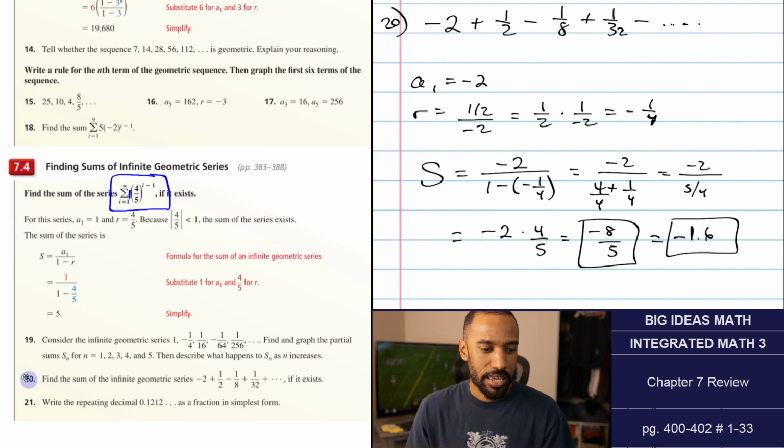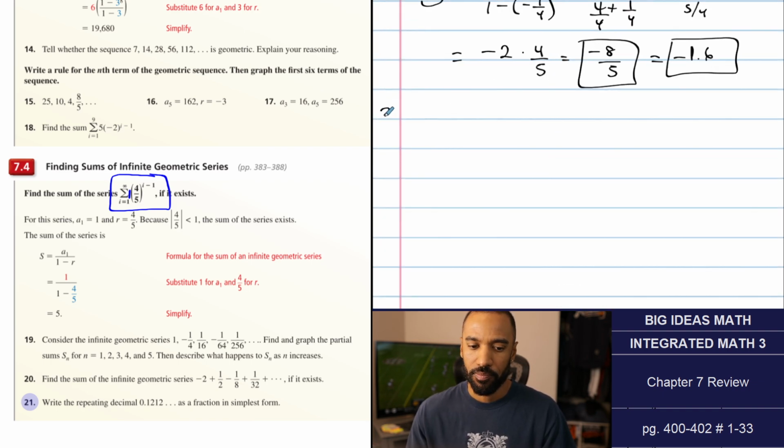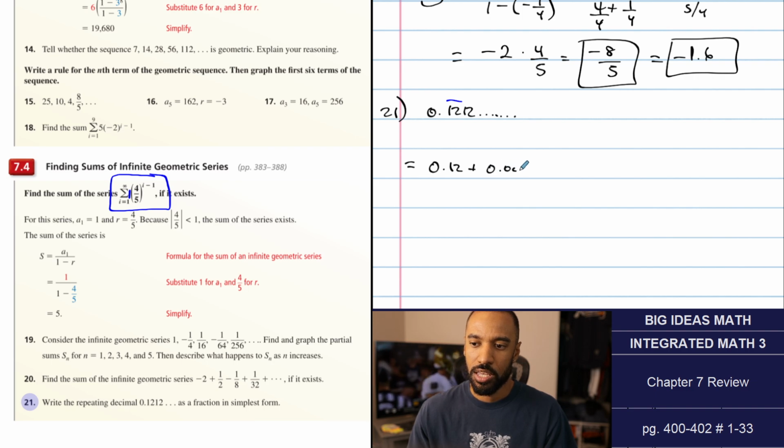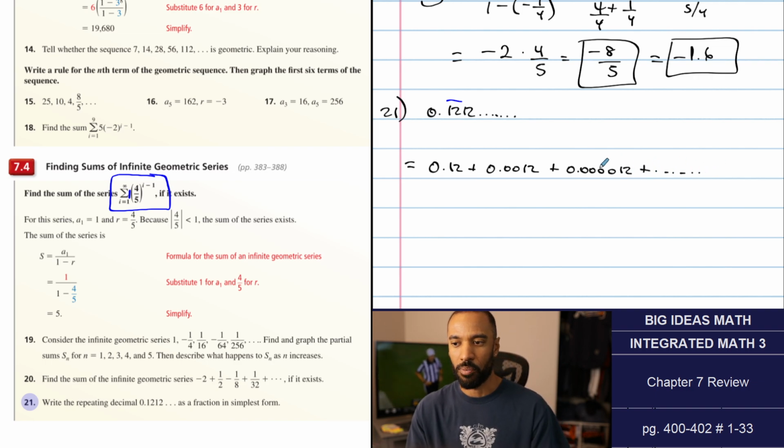Number 21 is something that showed up in the section. Write the repeating decimal as a fraction in simplest form. This is 0.1212, etc., so we can see the repeat is 0.12. That means this can be rewritten as 0.12 plus 0.0012 plus 0.000012, basically a bunch of 12s added together, but in the right spots with zeros afterward.